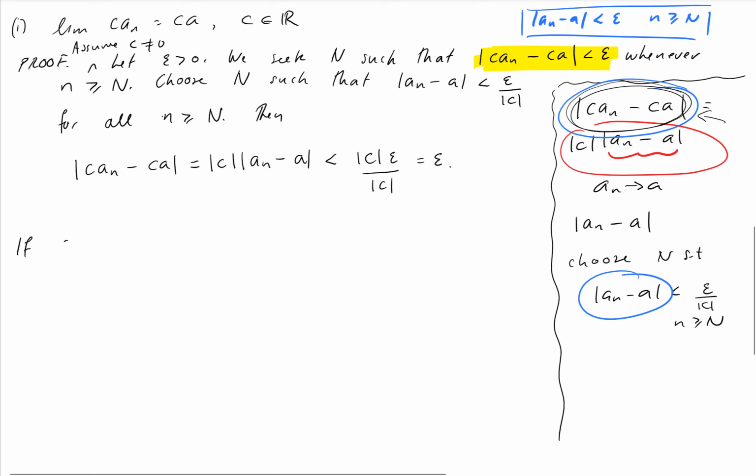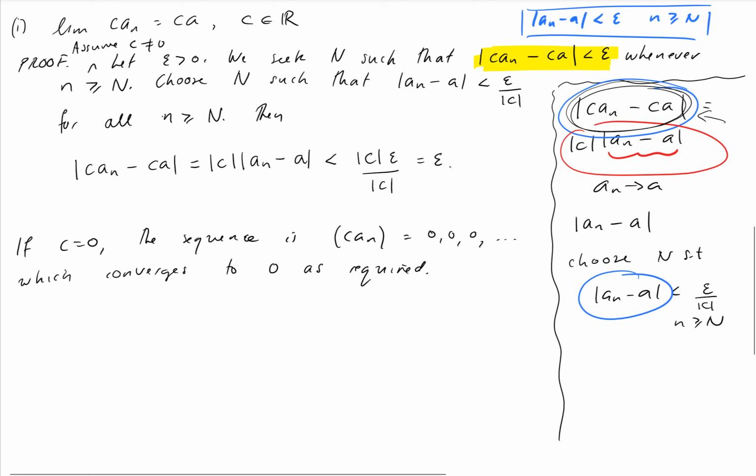So if c equals 0, the sequence c times an just equals 0, 0, 0. You can prove that it converges to 0 as an exercise if you like, or you can just take it on faith, which converges to 0, as required. Okay, so sometimes we get little corner cases that we can deal with quite straightforwardly by setting them aside and doing them separately rather than trying to incorporate them into our main proof.